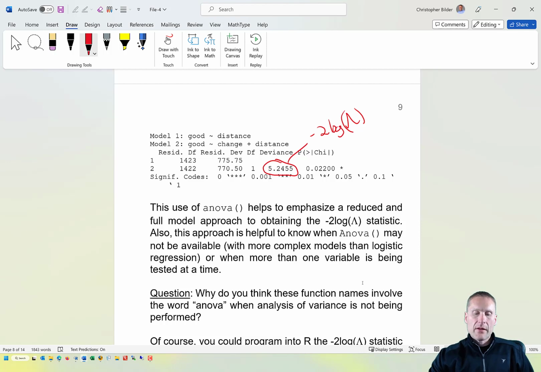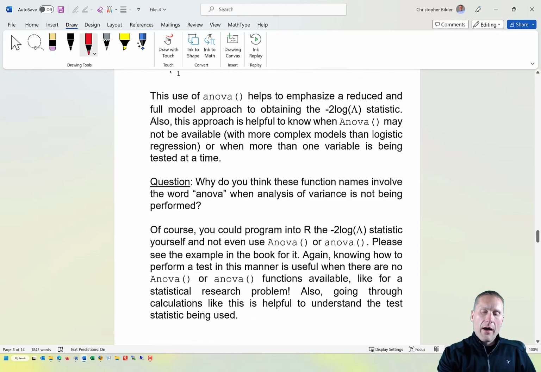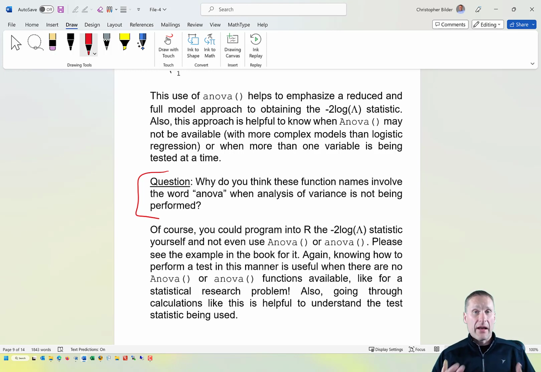Okay. So why do you think then that the word anova is being used here with these particular functions? Well, the little anova function and the capital Anova function are both generic functions in R. They're set up to perform sets of hypothesis tests, just like what we did here, for a variety of different kinds of models.